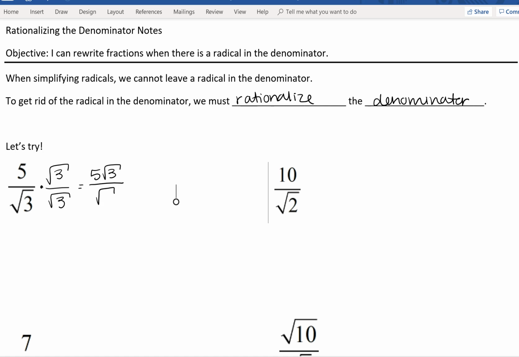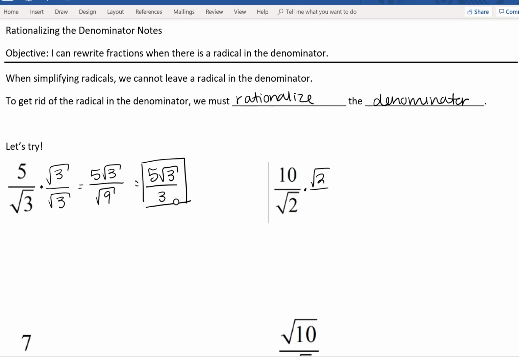Those are both in square roots, so you can just multiply what's underneath. 3 times 3 is 9. Well, that gives me a perfect square. So I can simplify this a little bit more. The square root of 9 is 3. So what we've done is we got rid of the radical in the denominator. This will be the answer that I want. It's rationalized. There's no more square root in the denominator. So why don't you try this one, pause it, play the video when you're ready.